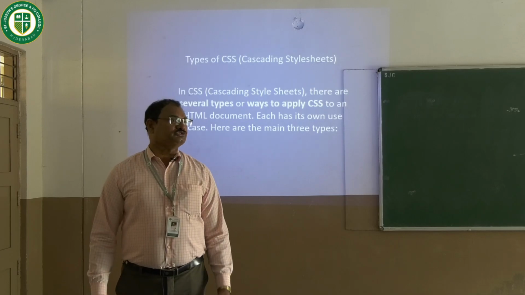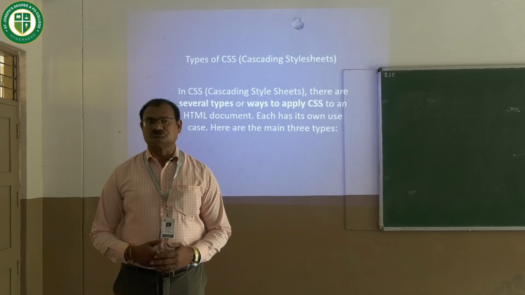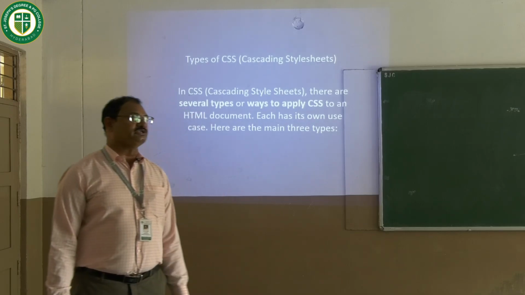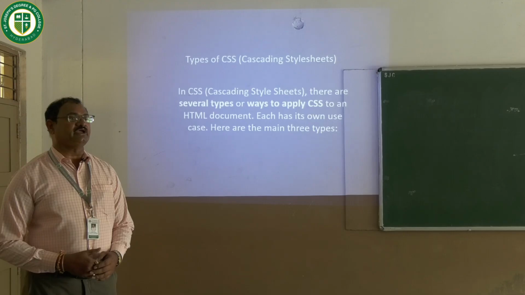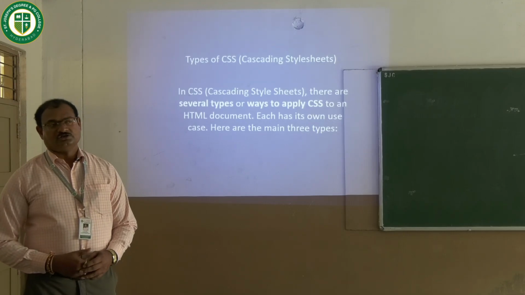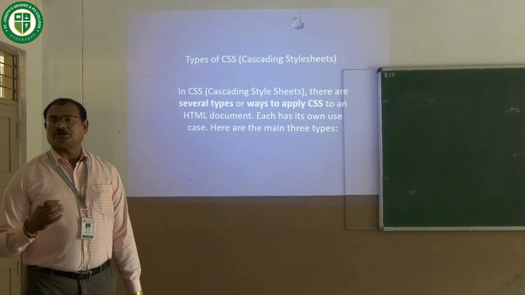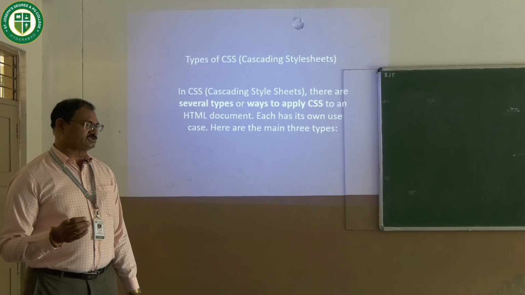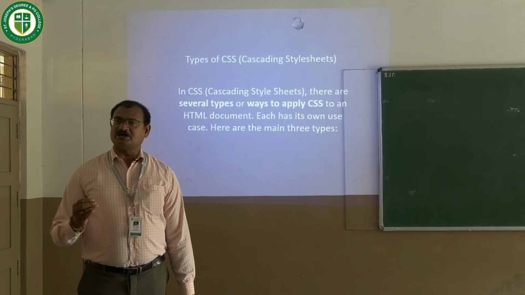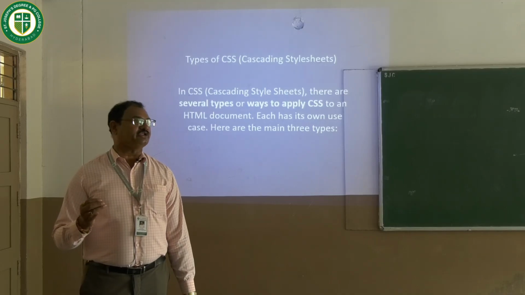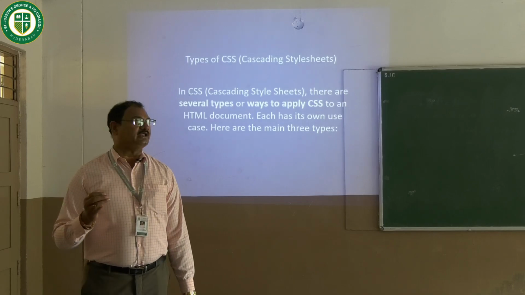In the external CSS file, you define the styling rules in a separate file. That separate file is given the extension .css. In the external style sheet there won't be any HTML tags. You only define the styling rules or styling definitions for the HTML elements in the HTML document.